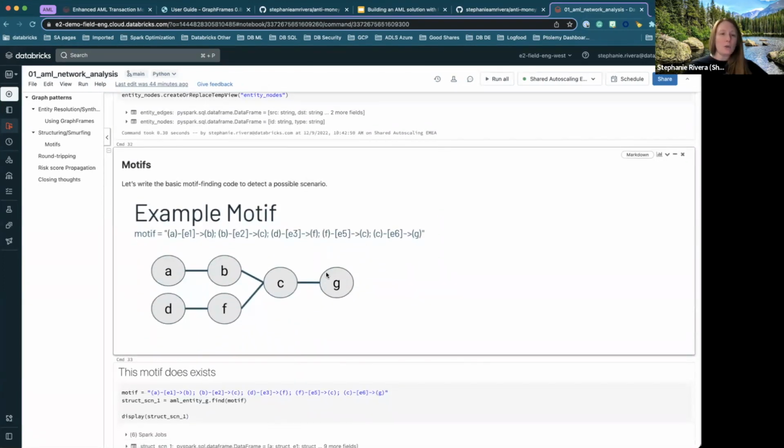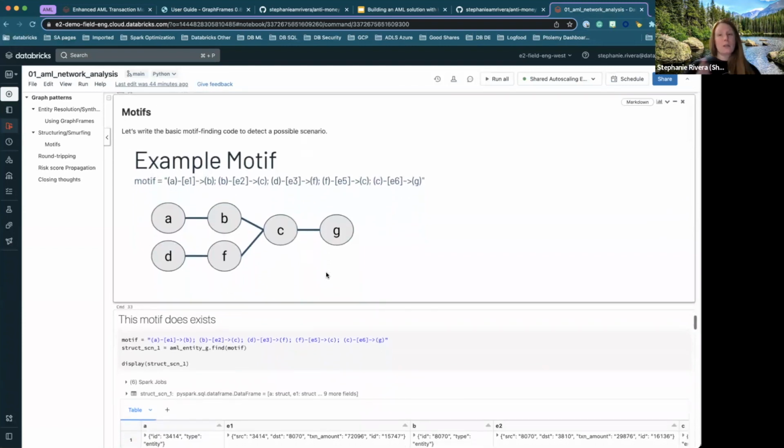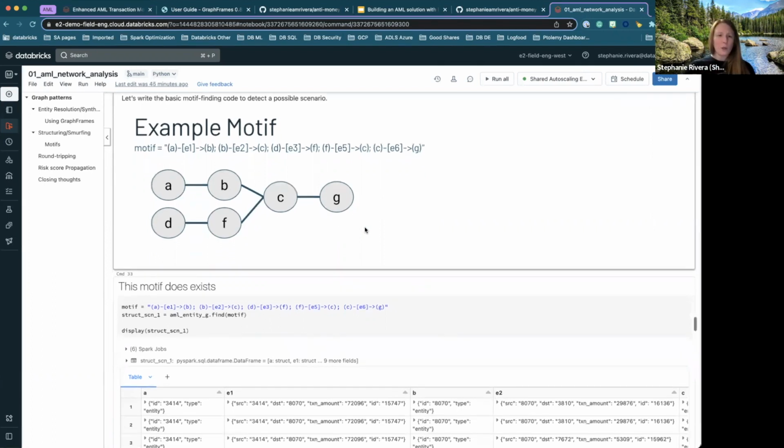And then in order to really look for that specific graph structure, what we're going to do is use a technique called motif finding. So a motif is really just that subgraph structure that we're looking for. So here is an example of what we're going to look for. We've got two individuals, A and D, that are depositing money to different banks, B and F. Those are then going to deposit money to C, and then C is going to send money to G. And of course, really what tips it off is that money from C to G is actually more than $10,000.